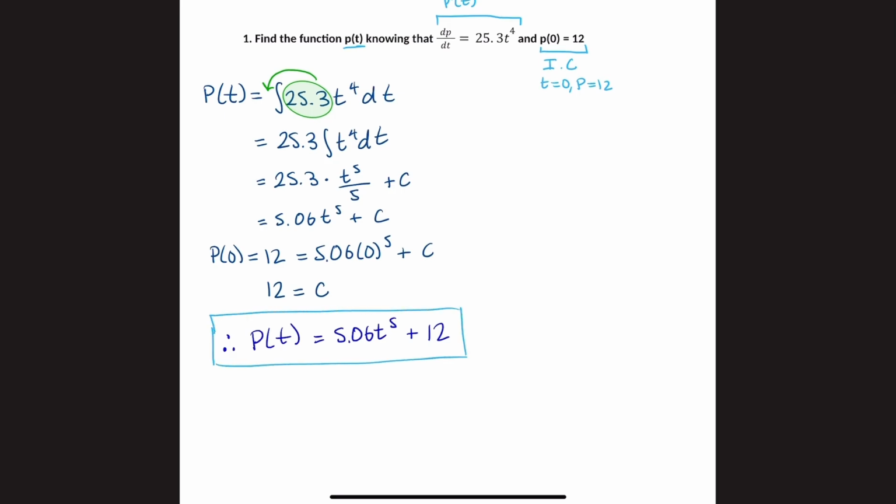And just to double check your work, you can always go ahead and replug in t equals 0 into the particular solution you just solved for, and it should equal 12. If it equals 12, that means you did everything properly.